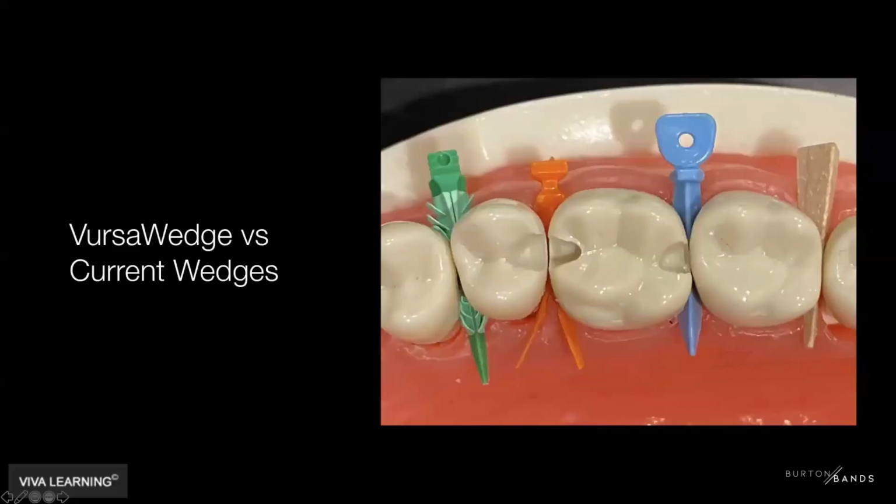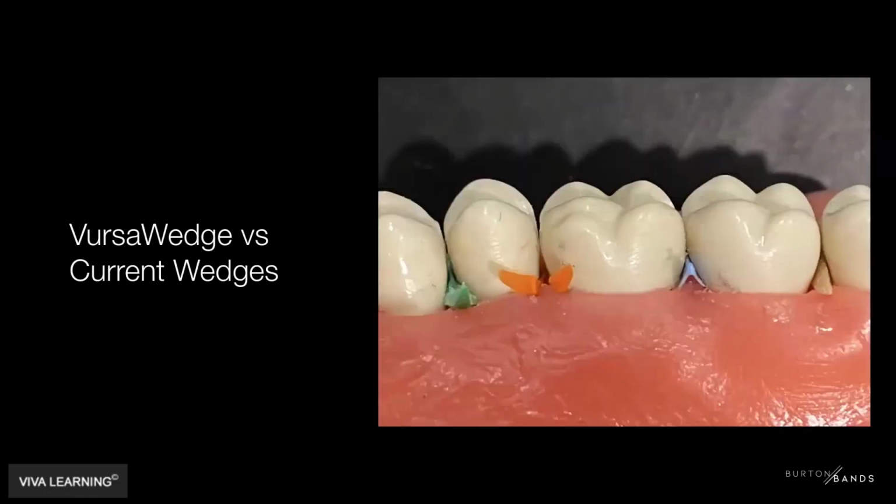And this is just a view of VersaWedge versus other wedges. So it's clear what it does, right? It splits, and that's the key component. I've placed it in the toughest embrasure with the two most differentiating contours or emergence profiles on the lingual, and you can see that it follows both teeth. And these others just have their ability to stay straight. Unfortunately, that doesn't do what we need it to do every time, especially in non-ideal cases.